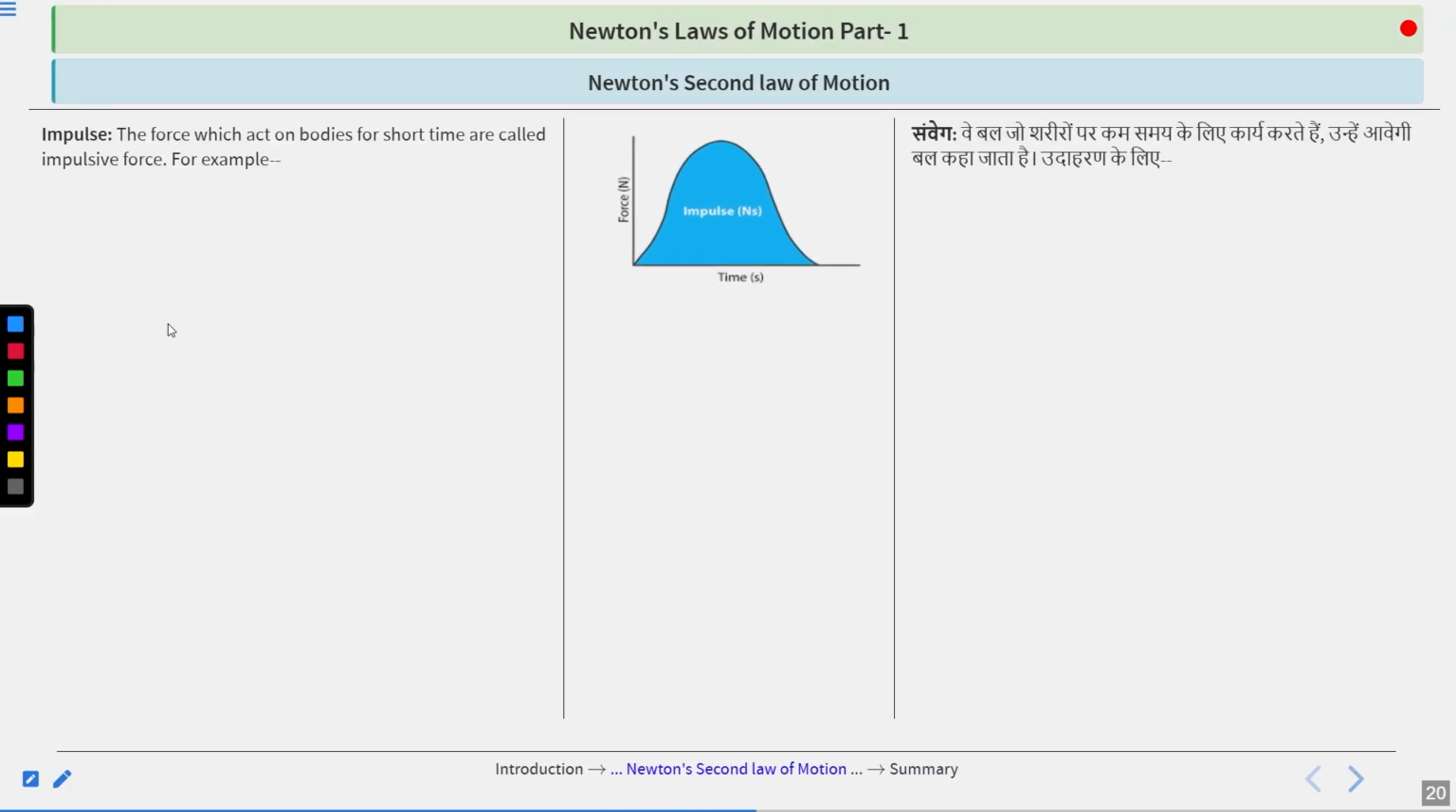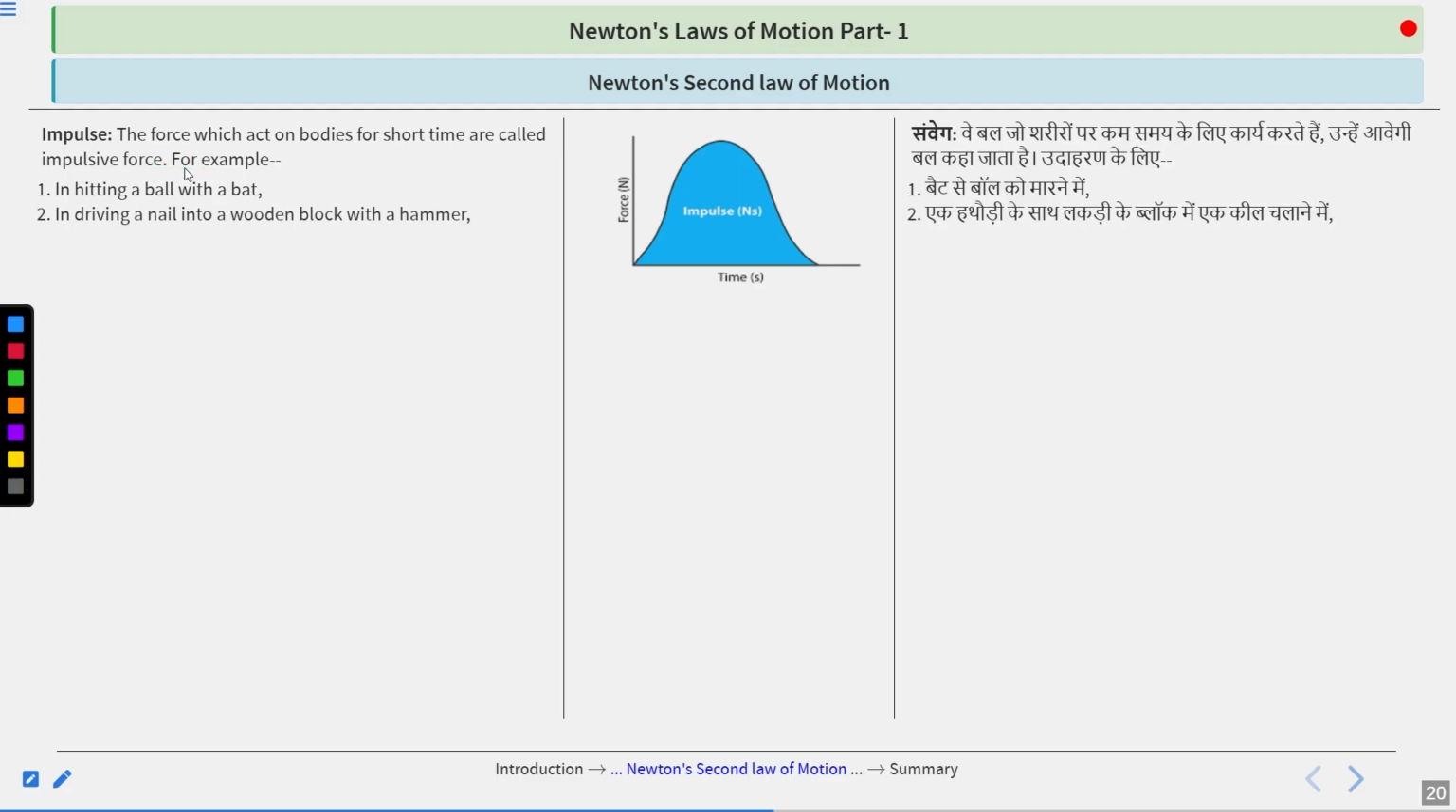What is impulse now? Impulse is also a type of force. The forces which act on a body for a short time are called impulsive forces. These are applied only for a short duration, like in hitting a ball with a bat. The bat will hit the ball and then the force will disappear. It is for a short duration only.